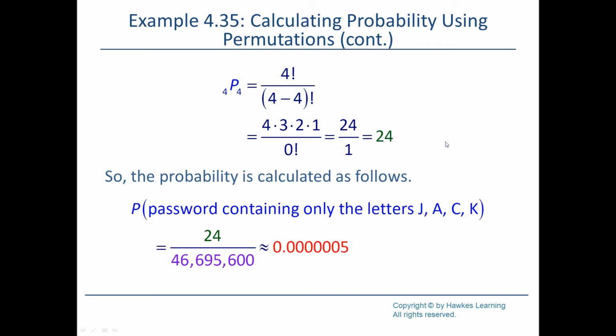So the actual probability is 24 divided by the total number of possible passwords. So it's rather small. Now the way that they calculated this is n of e divided by n of s. We don't need to know what e and s are except in calculating what n of e and n of s are.